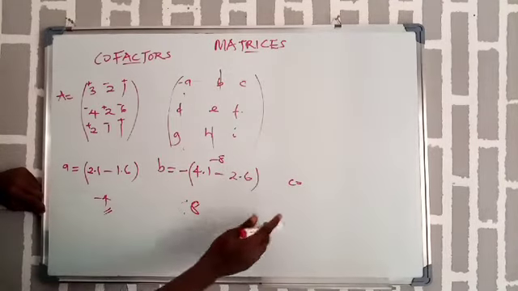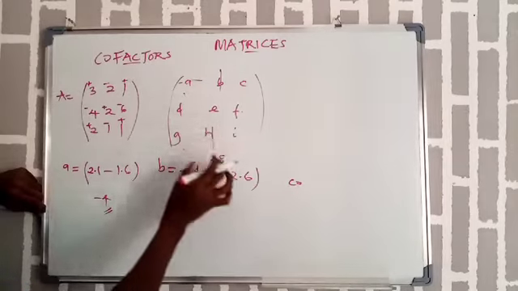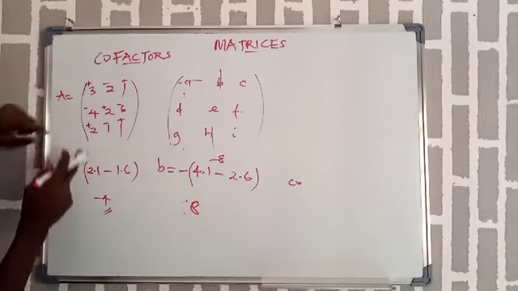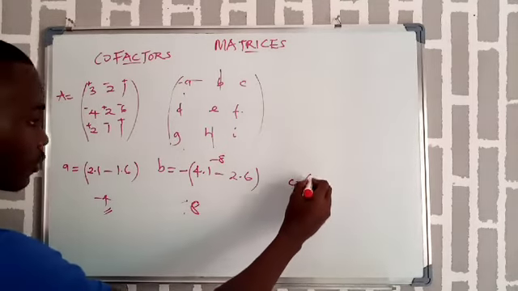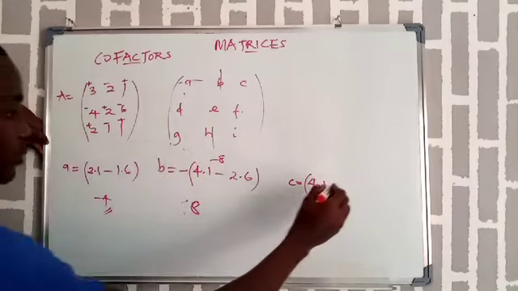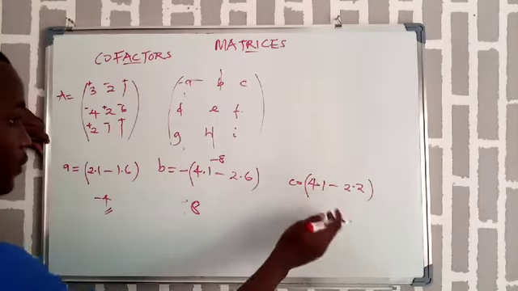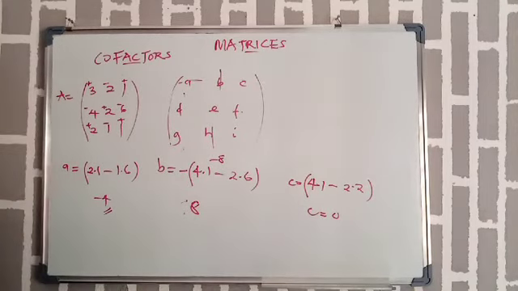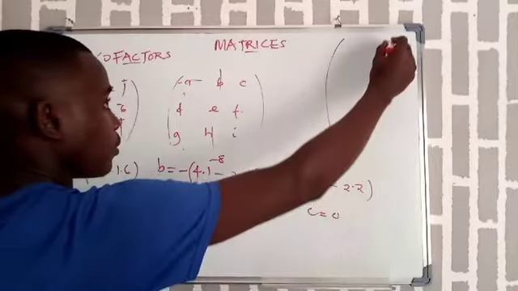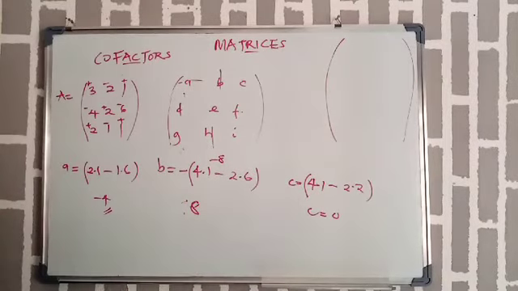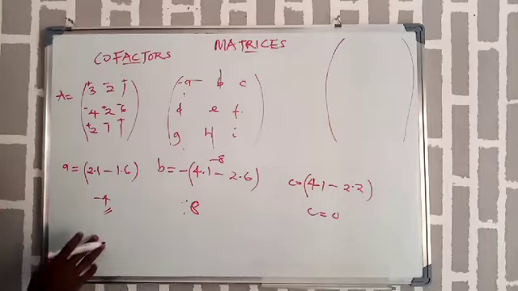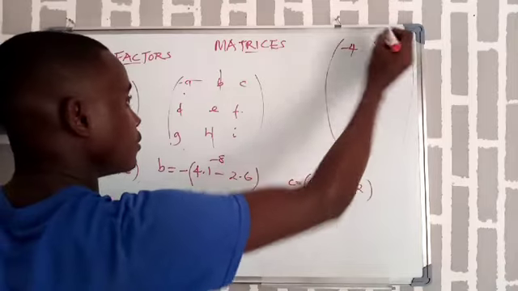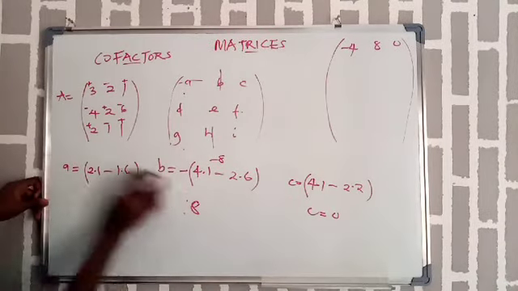C is positive, so we don't write anything there. Now we close here and close here. Now we are left with these 4 elements now. That is 4, 2, 2, 1. So we are going to do 4.1 minus 2.2. 4.1 is 4, 2.2 is still 4, so C is equal to 0. Now let's open another matrix and write in these elements we had here. So this is 4, this is 8, and this is 0. So we can wipe out these ones.